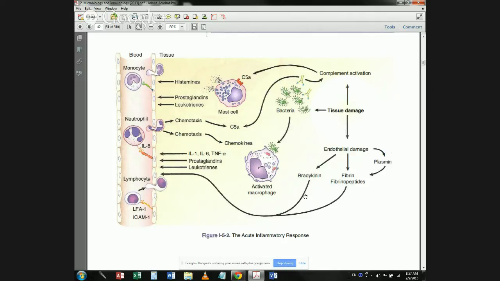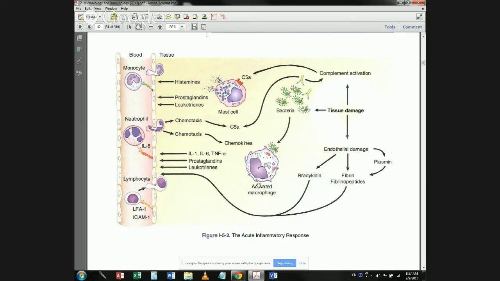So that's pretty explanatory. The only new things here I would say are basically that once the endothelium is damaged, it will cause a release of bradykinin, it will cause a release of plasmin and fibrinopeptides. And all these three things will cause the endothelium to start expressing E-selectin molecules. Sounds good.